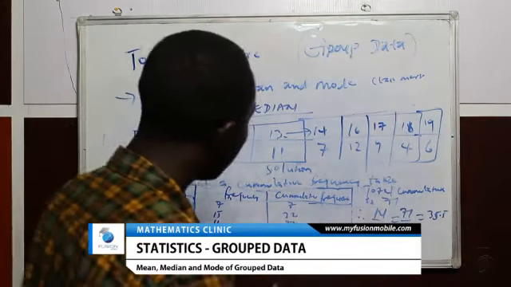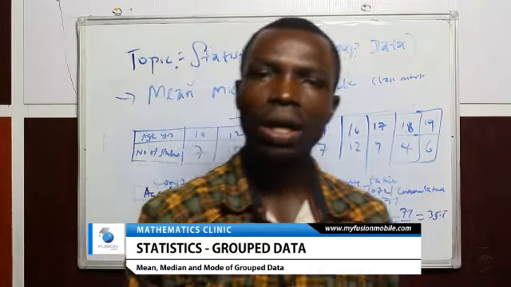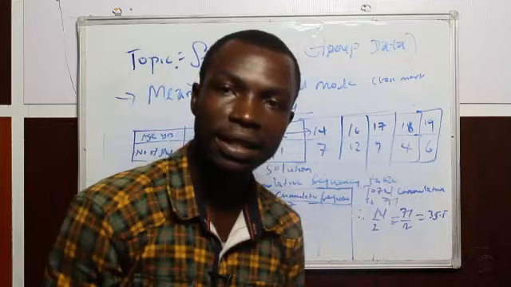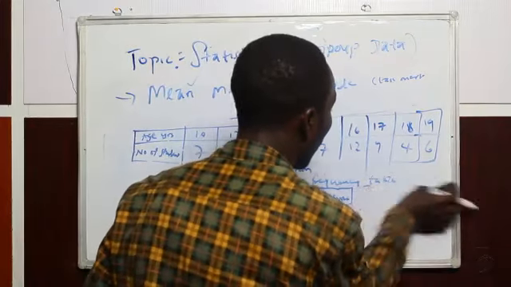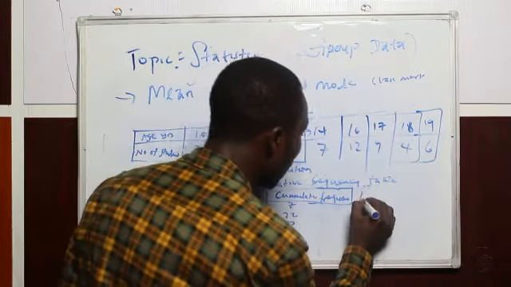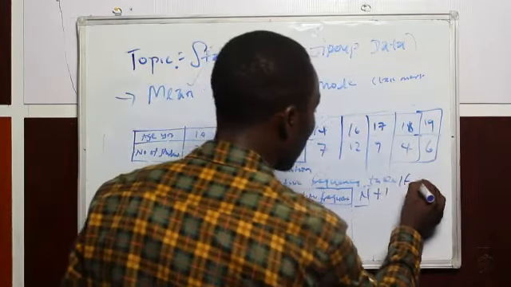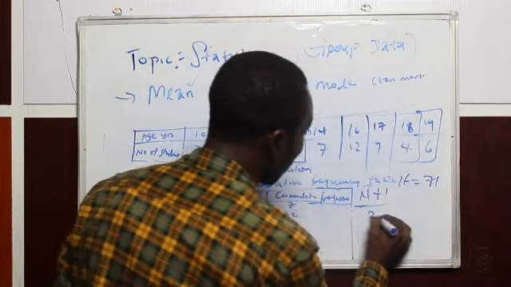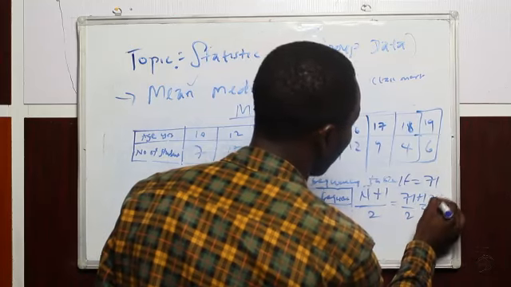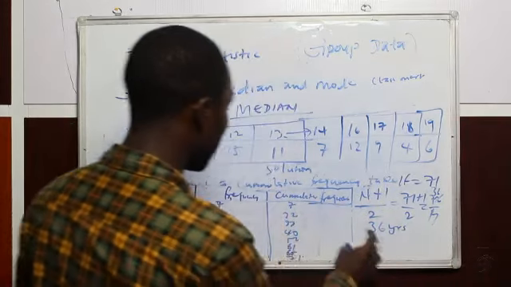Therefore, the rule says if the total cumulative frequency is an odd number, we add 1 to it and then divide it by 2. That is the formula for finding the median in group data when n is odd: n plus 1, divided by 2. If n is 71, then 71 plus 1 over 2, which gives us 72 divided by 2, which is 36. So 36 years.